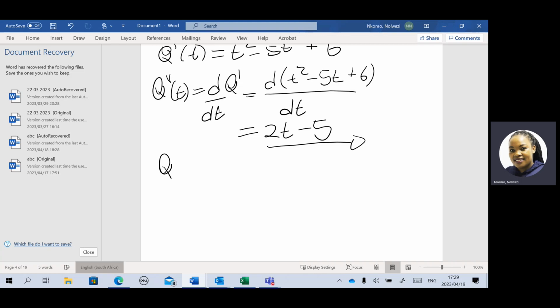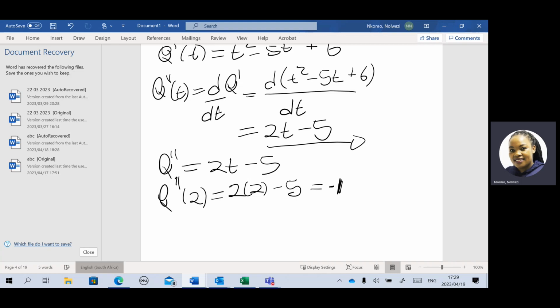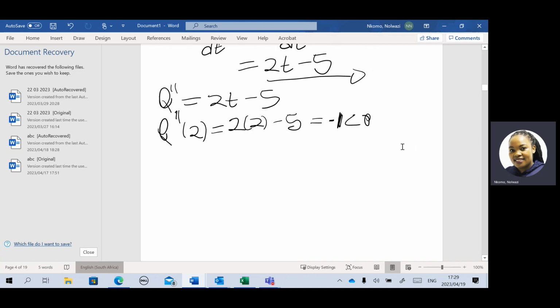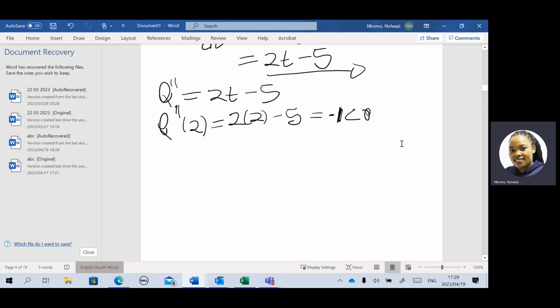Let's first substitute. This is our second derivative, 2t minus 5. Let's first substitute t = 2. If you substitute 2, you'll have 2 times 2 minus 5. And this will give us minus 1, and this is less than 0, right? This indicates that we have a maximum turning point at t equals 2.